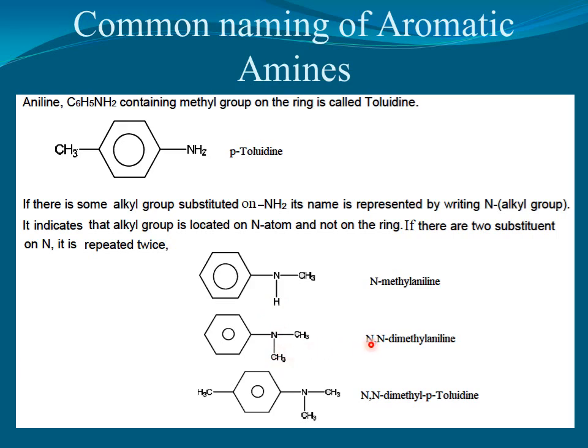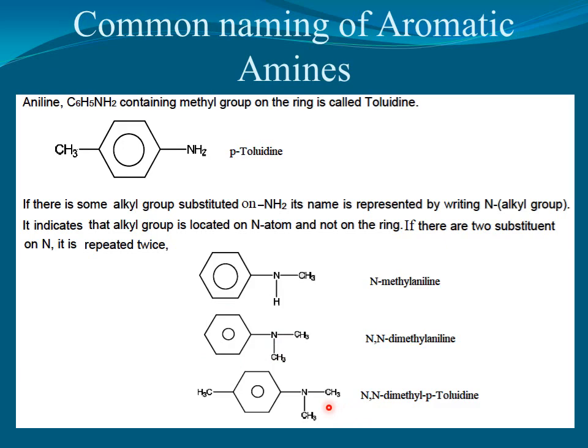Now the name is N,N-dimethyl aniline. As the rule says, if two substituents are attached to the nitrogen, then this capital N is repeated twice. So the name is N,N-dimethyl aniline. Look at the third example.